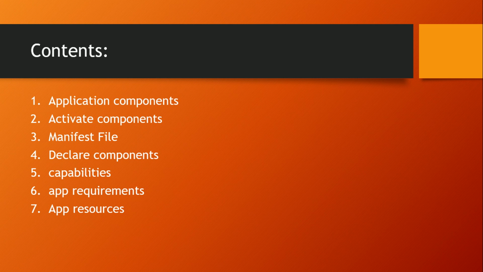After being able to declare the components in the manifest file, we will see the capabilities to declare the components in that manifest file. After the capabilities, we will see what the basic application requirements are. Then we will look forward to application resources.